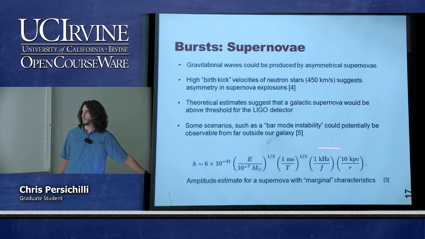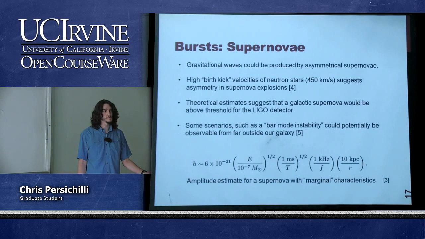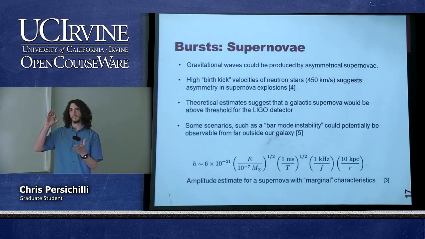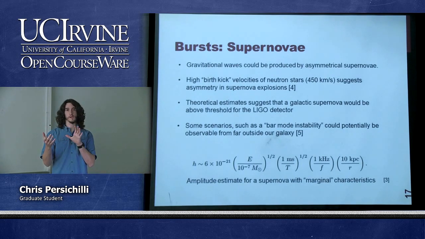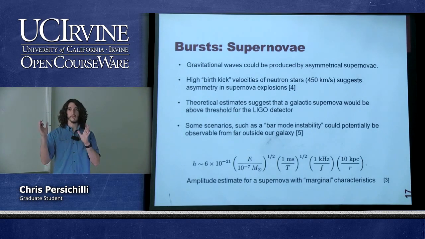And then there are some scenarios for supernova collapse, like bar mode instabilities, where basically a highly rotating star is perturbed in such a way that it collapses into a quickly rotating quadrupole, which is exactly what you want to generate a lot of gravitational radiation. Those modes of collapse could potentially be observable from other galaxies.